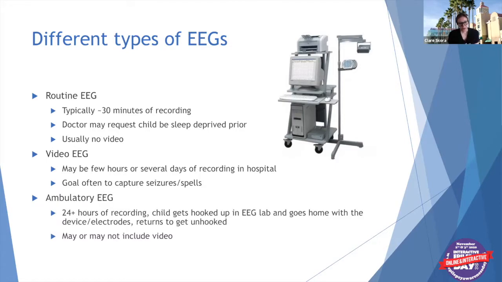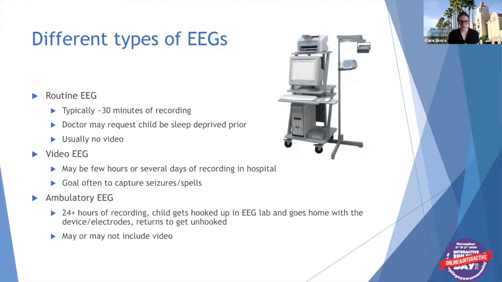Another option that we're seeing more recently is an ambulatory EEG, which is a study that can be 24 or more hours of recording. The child comes to the EEG lab, gets hooked up to the electrodes, plugged into a little portable machine that can be in like a backpack, and then they go home and wear the study for 24 hours or several days to measure the brainwave activity while the child is in their home environment. That can be very helpful because they don't have to stay overnight in the hospital. Sometimes we can use video in those.